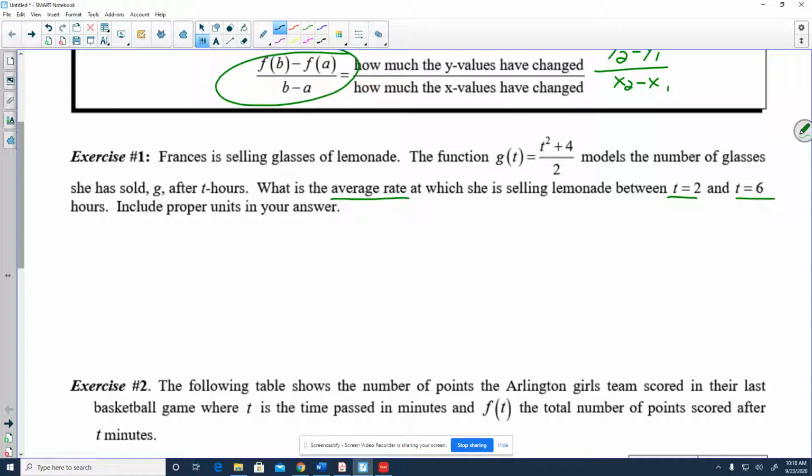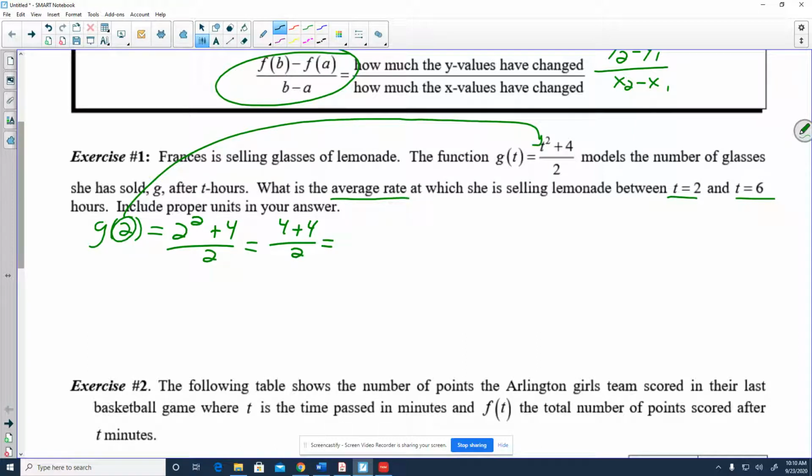Let's take a look at our formula: f of b minus f of a over b minus a. The first thing we have to do is find g of 2. To find g of 2, we take our 2 and plug it in for t. So g of 2 equals 2 squared plus 4 over 2. 2 squared is 4, 4 plus 4 is 8, and 8 over 2 gives me 4.